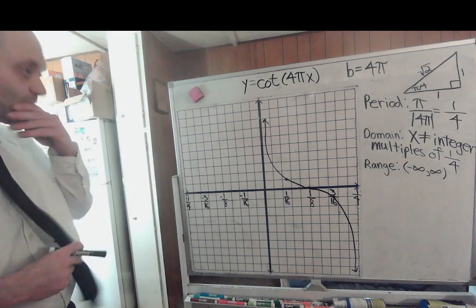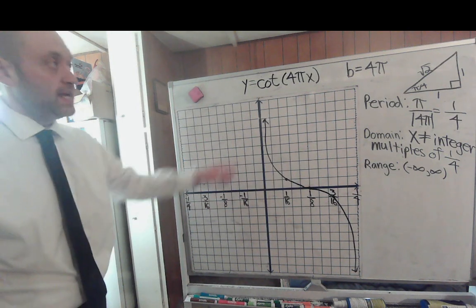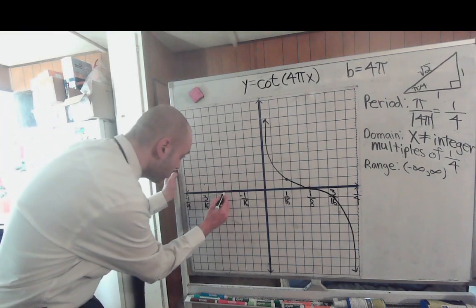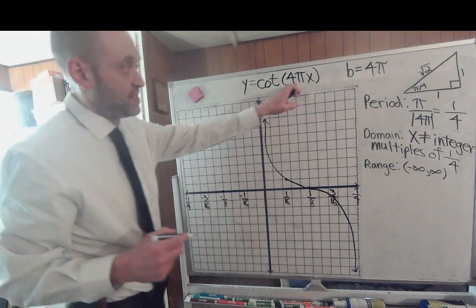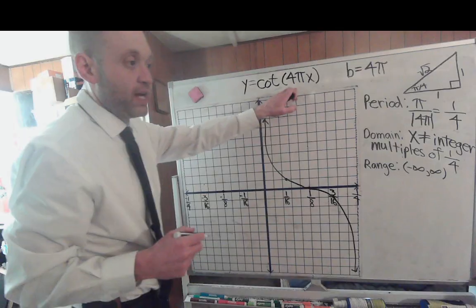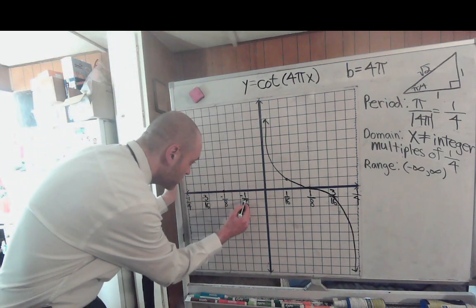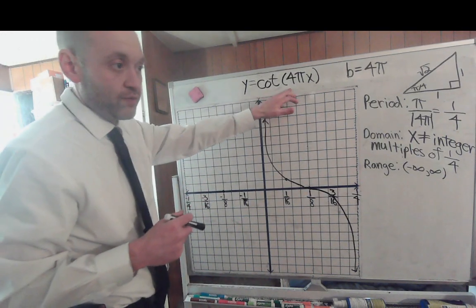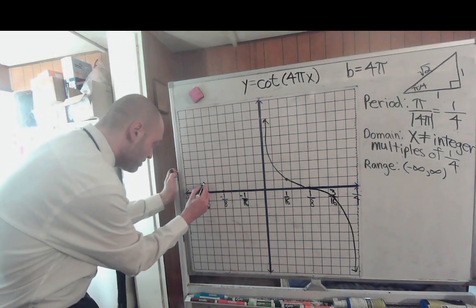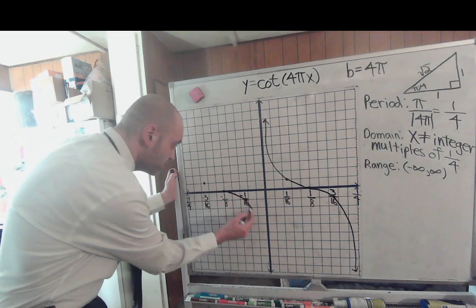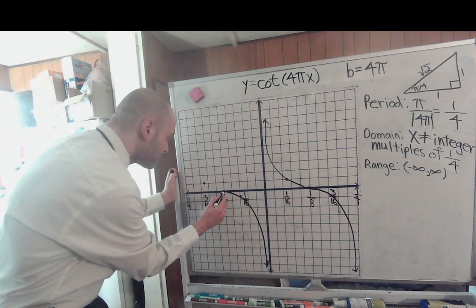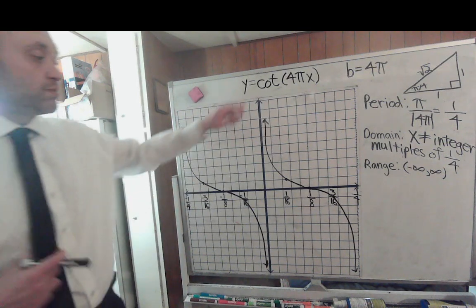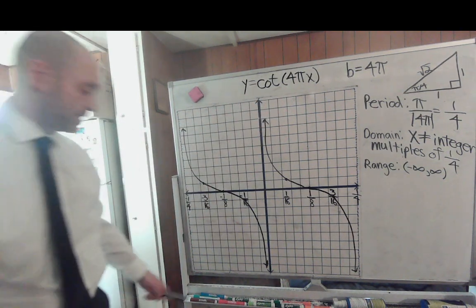Now, what about if we put in negative 1/8? That's going to give you the cotangent of negative pi over 2, which is 0. If I put in negative 1/16, that would give me the cotangent of negative pi over 4, which is negative 1. Then if I put in negative 3/16, that would give me the cotangent of negative 3 pi over 4, that's positive 1. So now my graph is going to do this again. And there you have it. You have the graph of y equals the cotangent of 4 pi x.